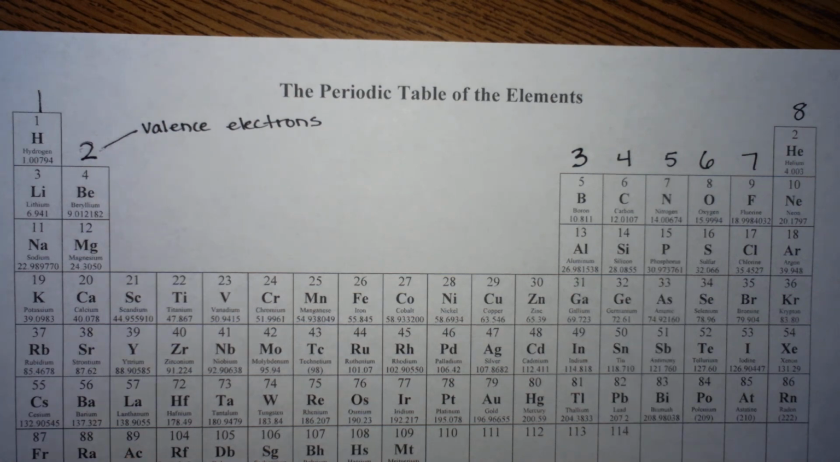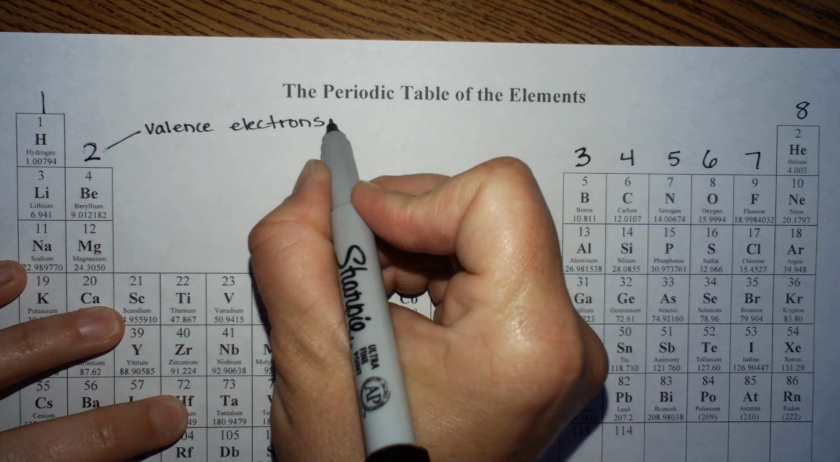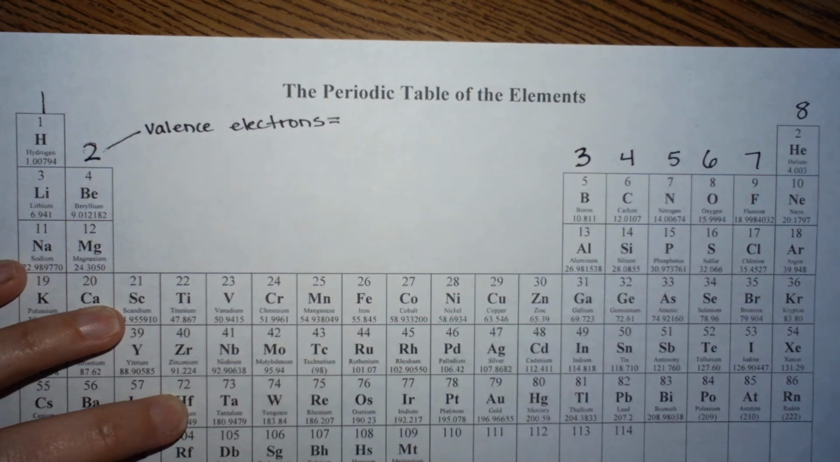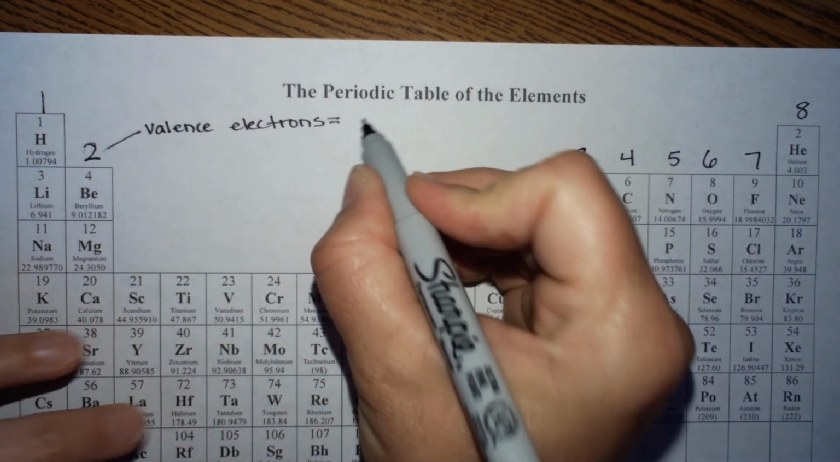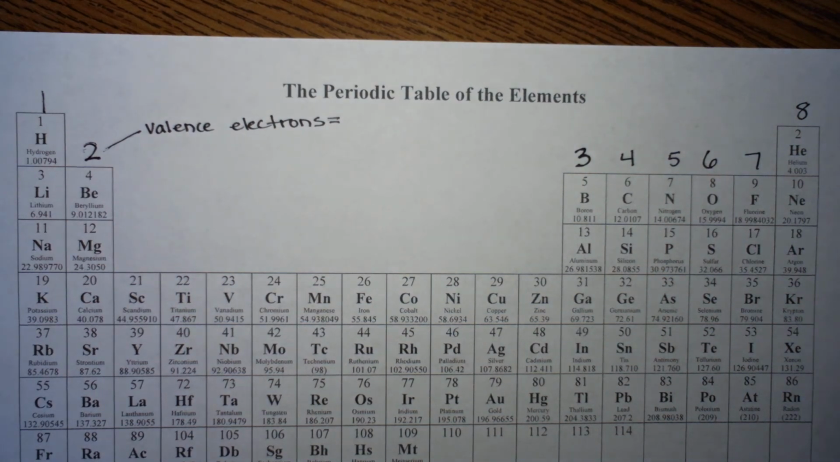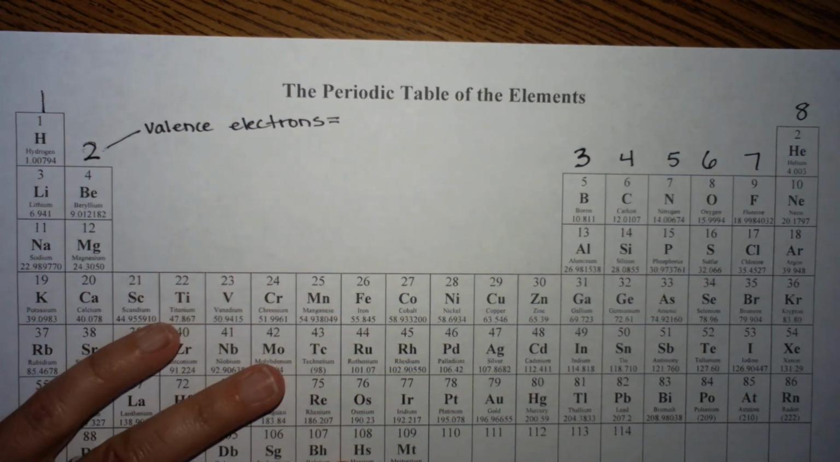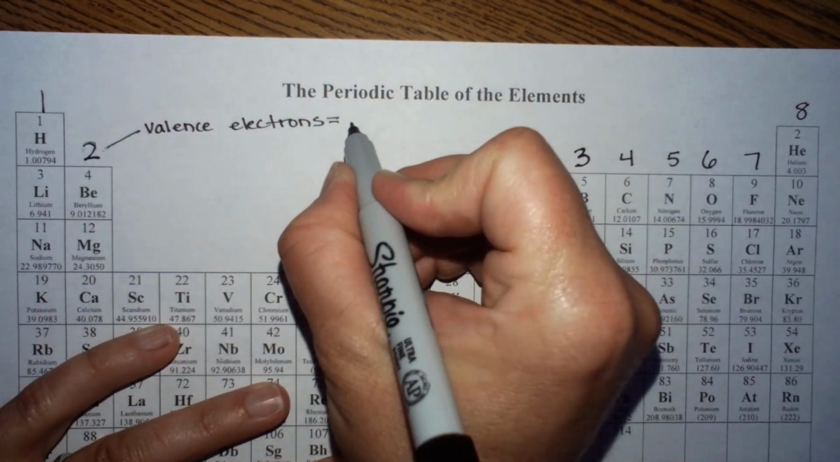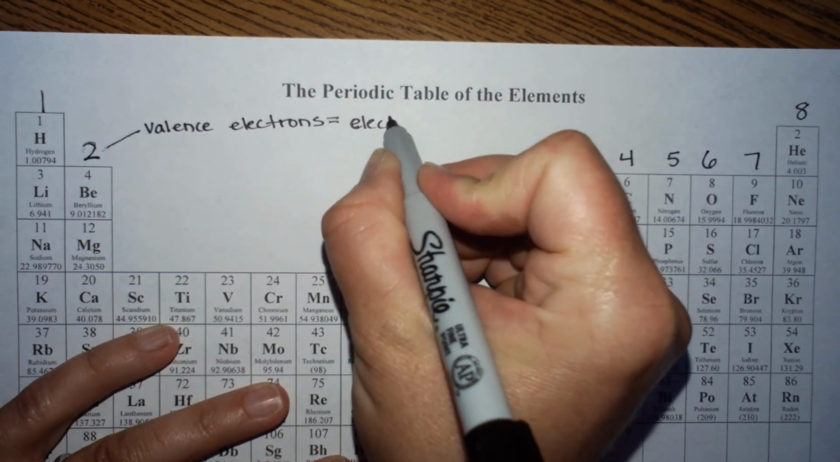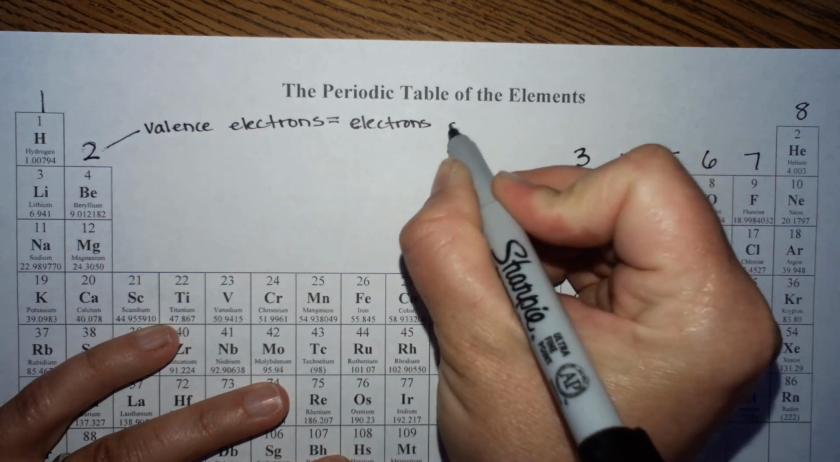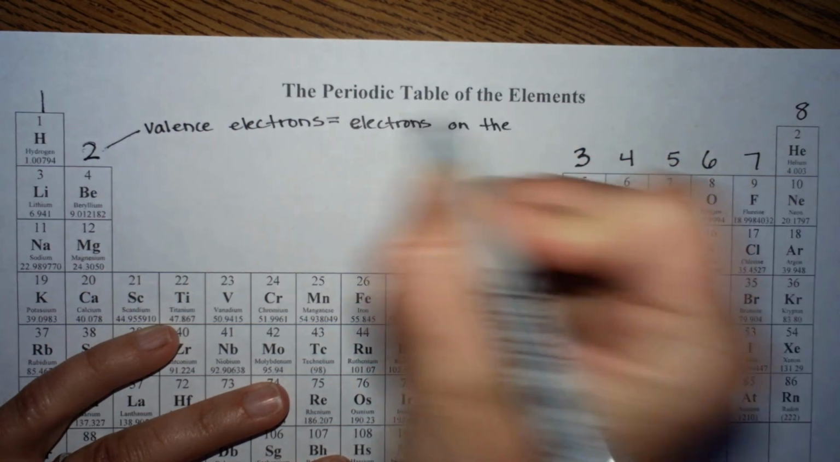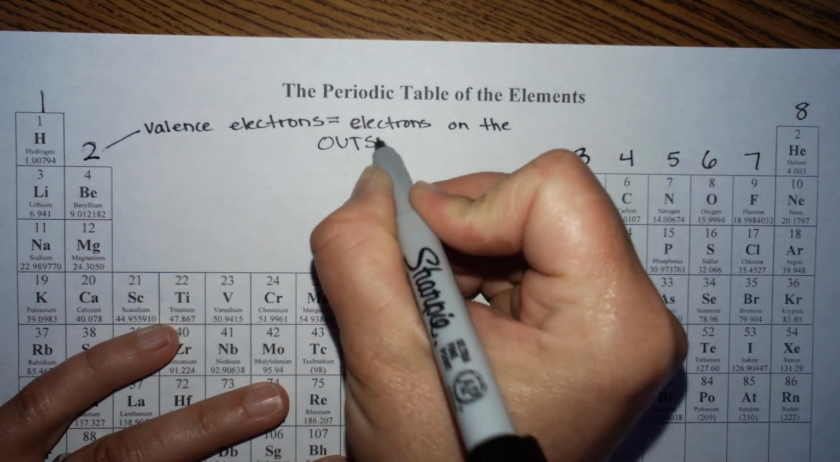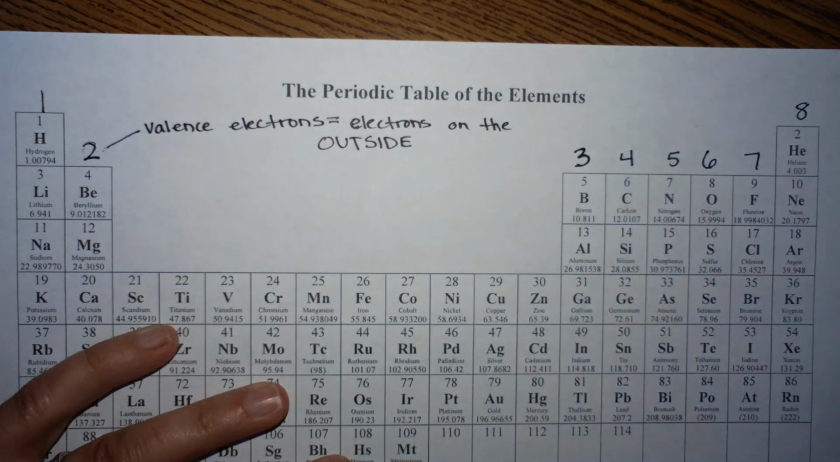Now, what on earth is a valence electron? We're going to go to the notebook and do some practice, but if you have room on your periodic table, you can write it there. Just somewhere where it is useful for you, I'd like to have you write it down. But valence electrons are electrons on the outside of the atom.